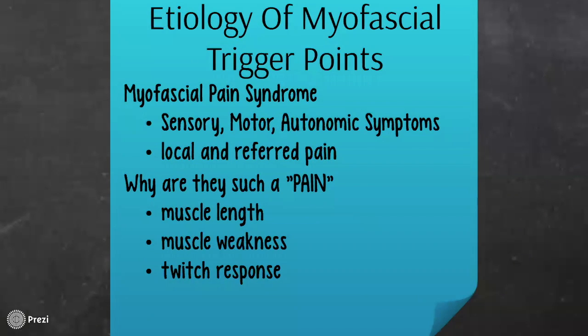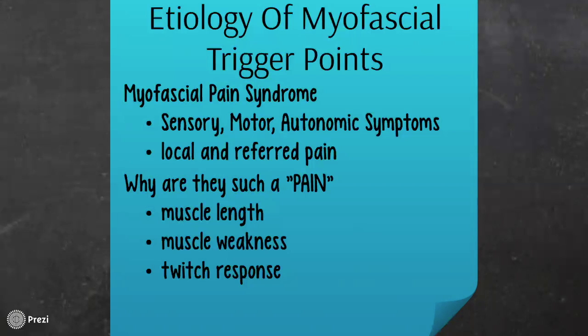So we looked at the etiology of myofascial trigger points. We're looking at sensory motor autonomic symptoms, local and referred pain. But why are these things such a pain? That's the question. Sensory motor autonomic symptoms are usually caused by myofascial trigger points. They're severely tender spots within a tight muscle belly. Local and referred pain, again, are a big part of this.